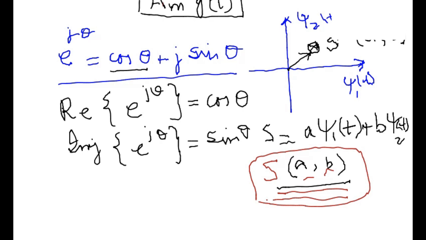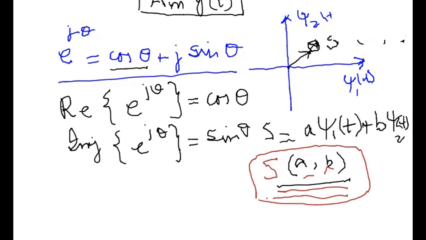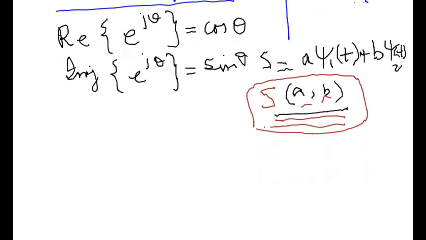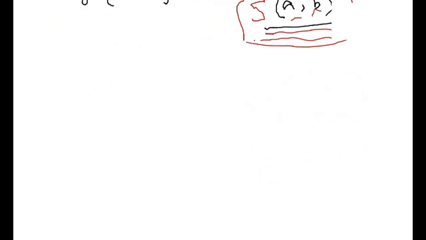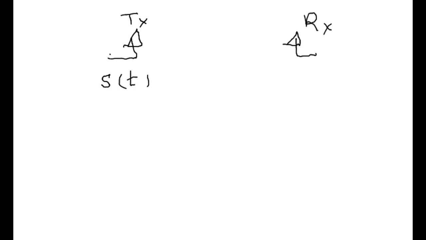Now let me recall another property. You have a simplified communication system, where whenever you want to transmit some signal s(t) from a transmitter to the receiver, suppose this is a baseband signal, you need to multiply it with a carrier, which is a sinusoid, cos(2 pi f_c t).